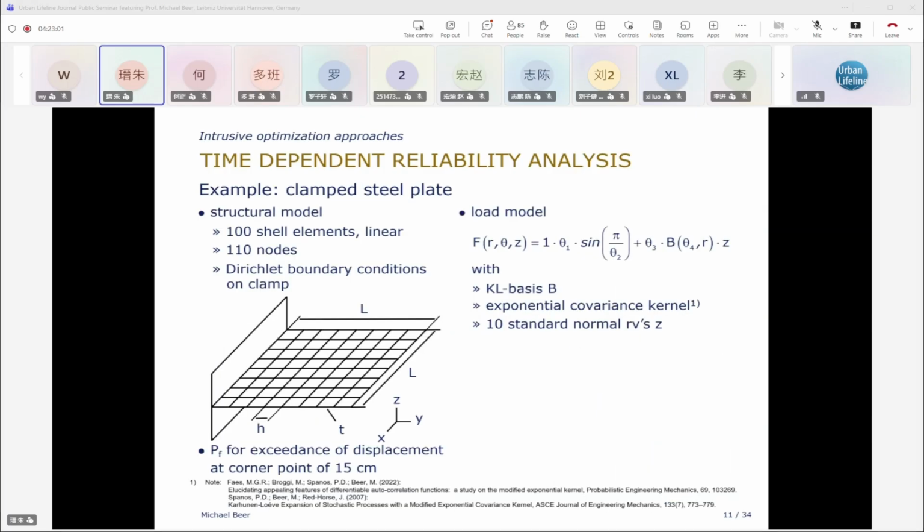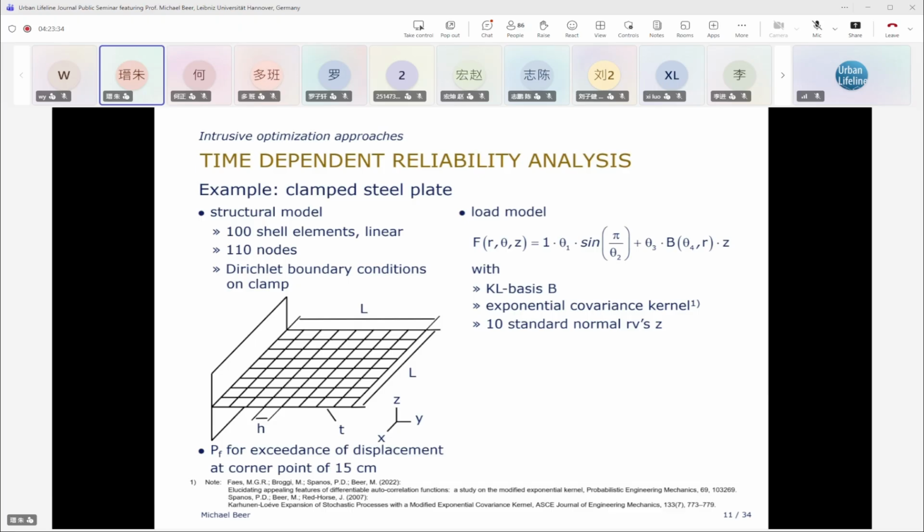If the displacement of a corner of this plate is more than 15 centimeters, it's failure, okay? So we do a Karhunen-Loève expansion of the load field, and this depends on 4 interval parameters, theta 1, 2, 3, 4. So now you would say, okay, theta 1 is easy, largest value for theta 1, largest force, largest failure probability. But look at theta 2, this is in the denominator of a sine function. So this is a non-monotonic relationship between theta 2 and the force. So that means the worst value for theta 2 will be somewhere within the interval, okay?